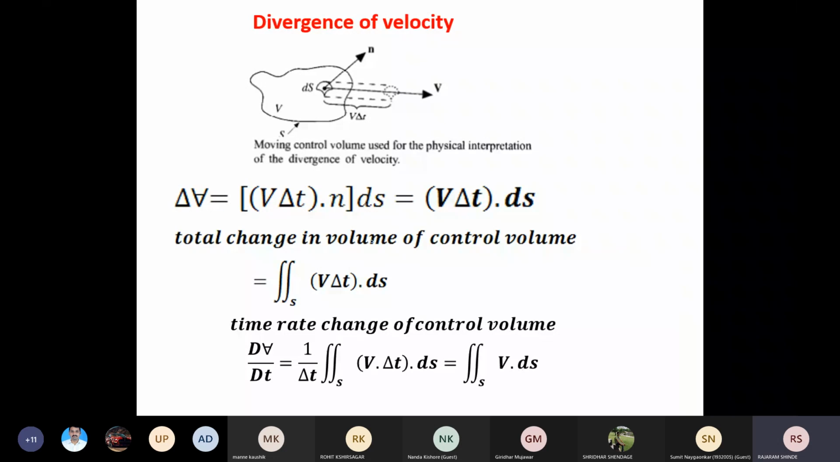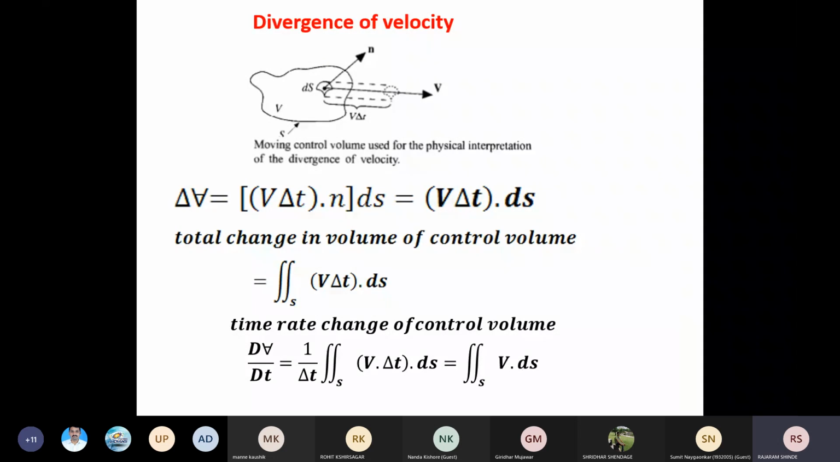Now the total change in volume of the control volume we can write here. This is the change in the surface, and this is the change in elementary surface dS. Now if you want to calculate the total change in volume of the control volume, then we have to take the integration of all the changes over these control surfaces. So I have integrated this over the surface. It is V delta t dot dS.